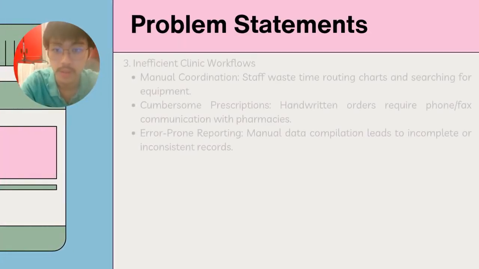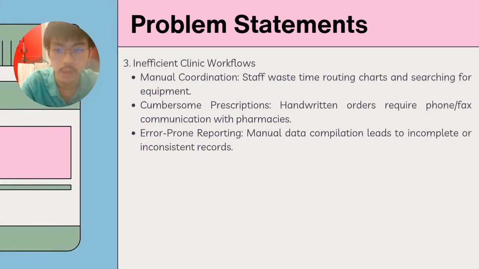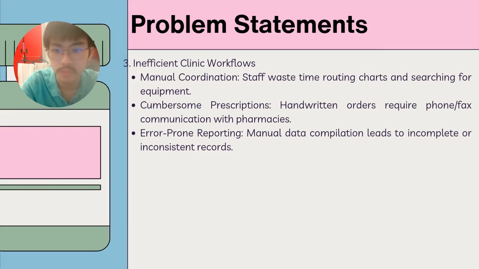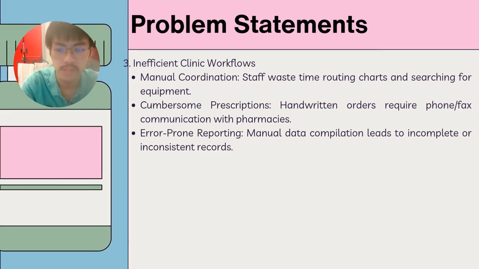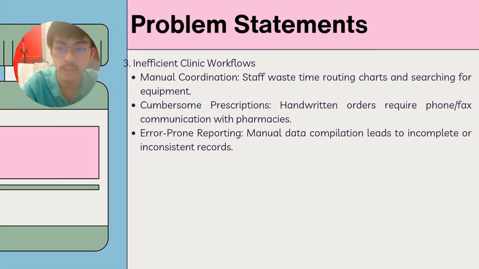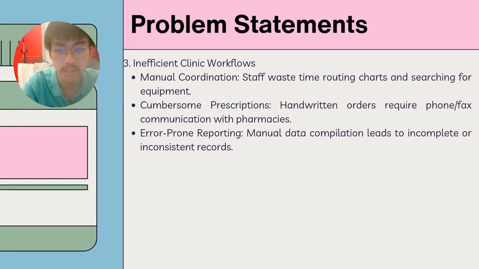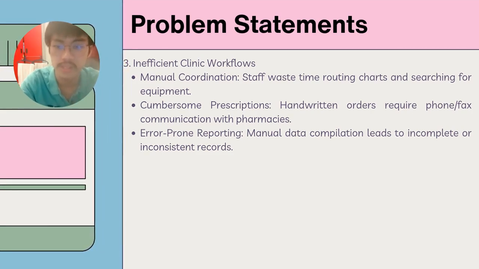As for the third one, inefficient clinic workflows. Among these problems is manual coordination. Staff waste a lot of time routing charts and searching for equipment. Cumbersome prescriptions, which are handwritten orders, require phone or fax communication with pharmacies. And lastly, error-prone reporting. Manual data compilation leads to inconsistent records.